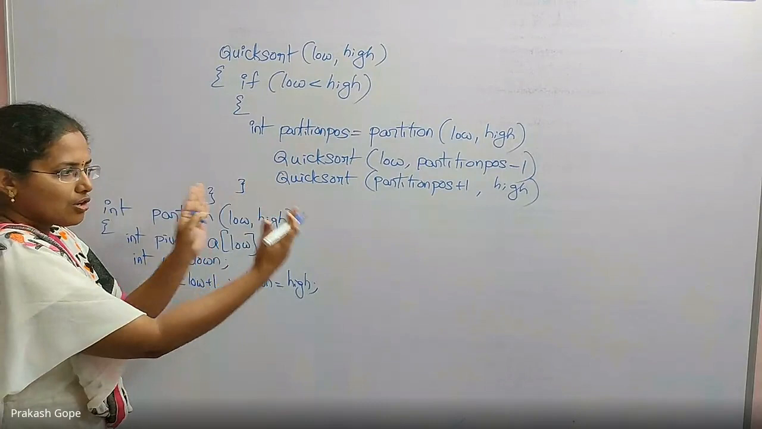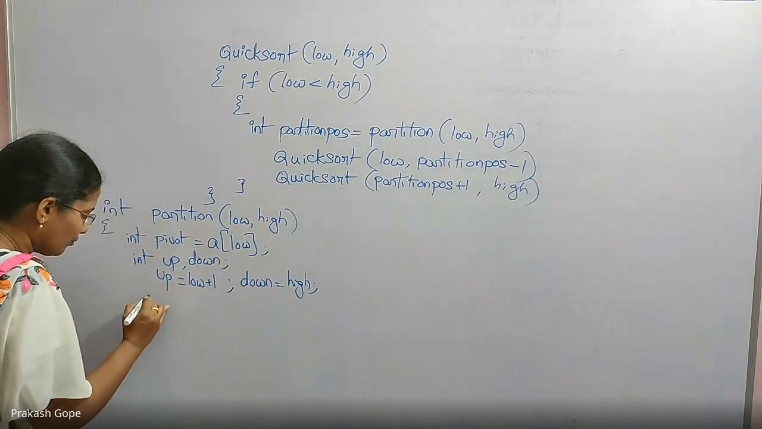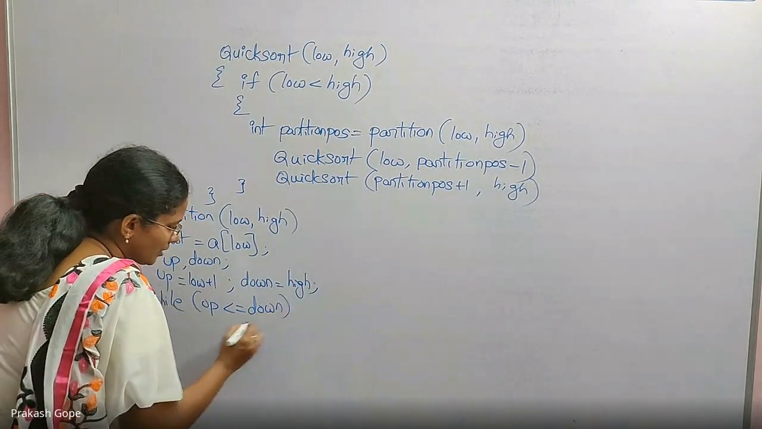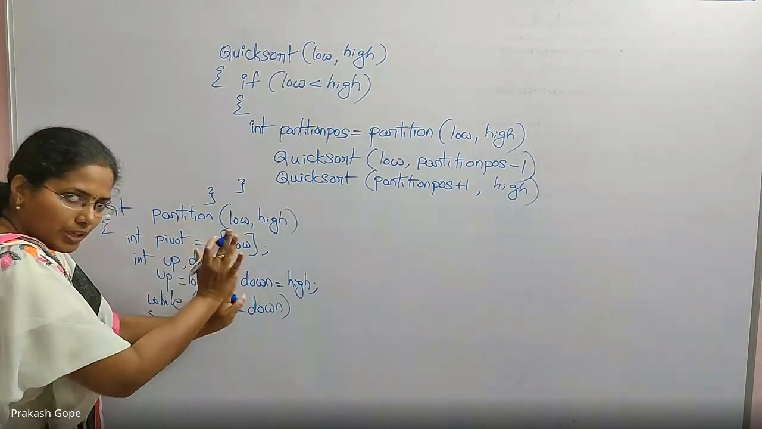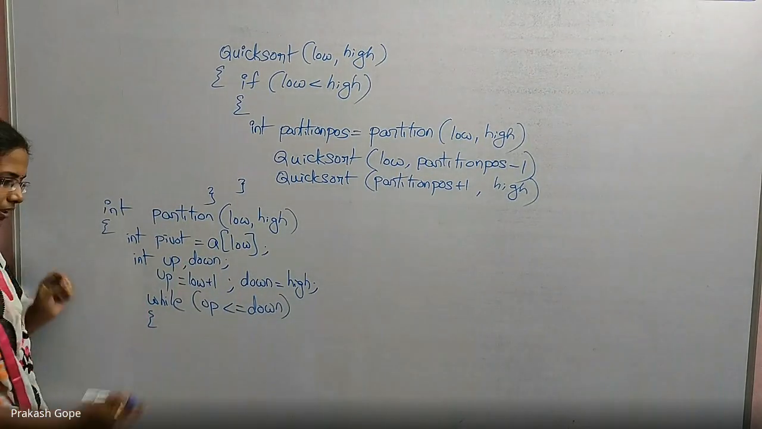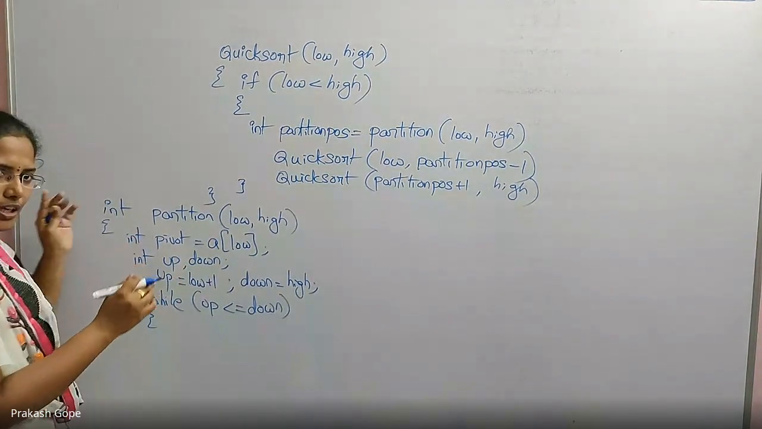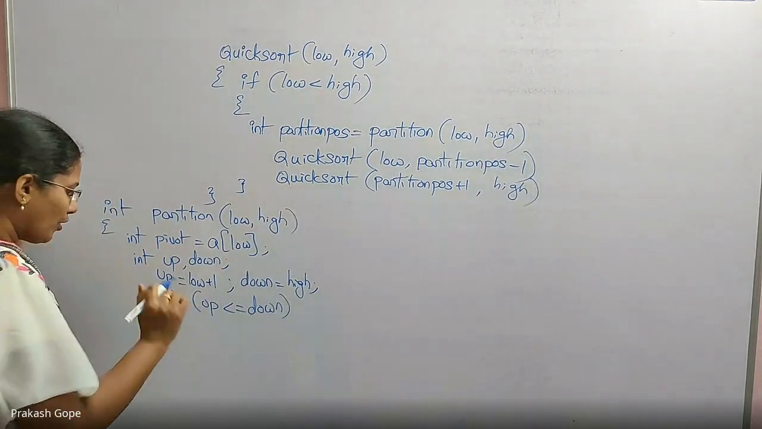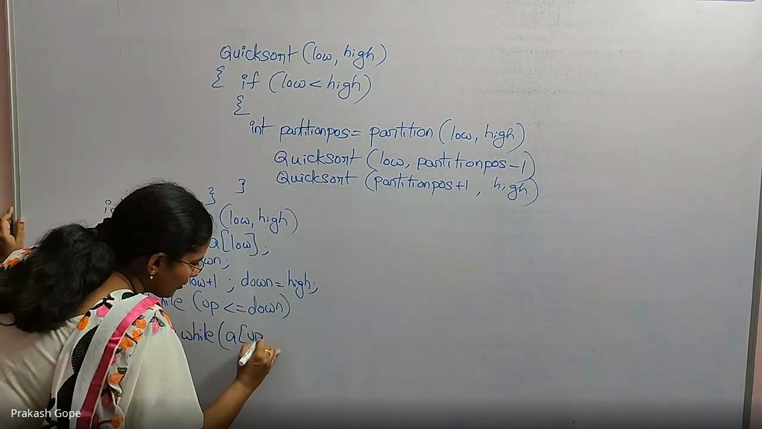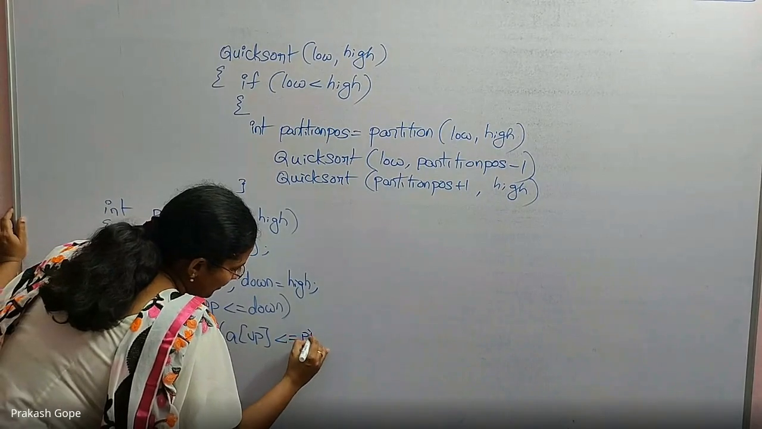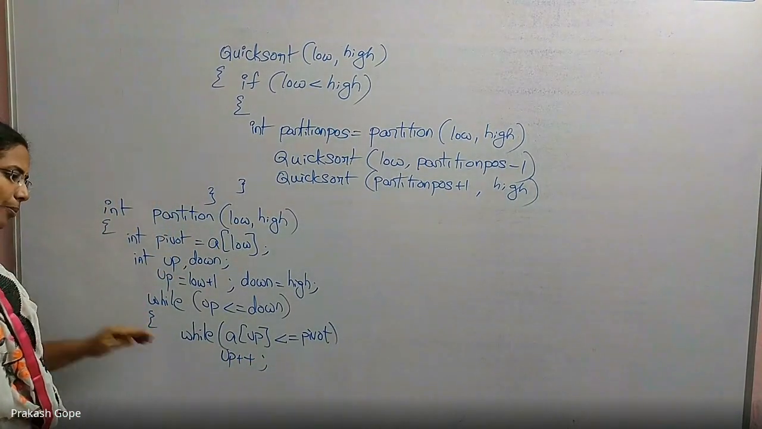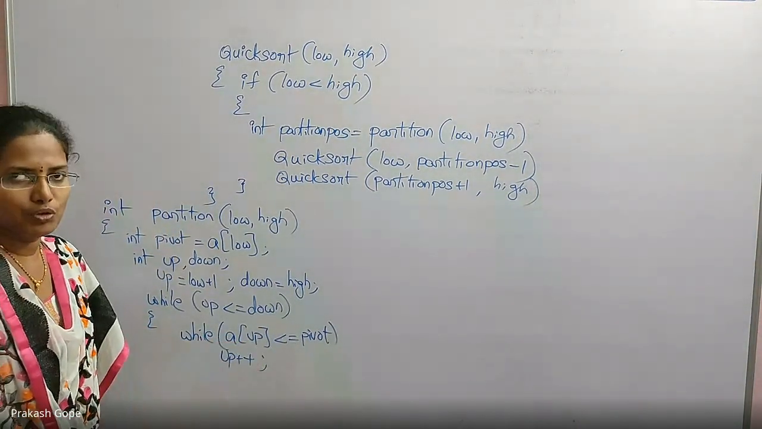But for how long? As long as up is less than or equal to down, the procedure will continue. So while up is less than or equal to down, you need to do a process. But when up is greater than down, that's when I will stop. Okay, what are we doing? We are just doing a comparison. Moving up. For how long? While A of up is less than or equal to pivot element, as long as this is true, up will be incrementing only. Up will stop only when A of up is greater than pivot.